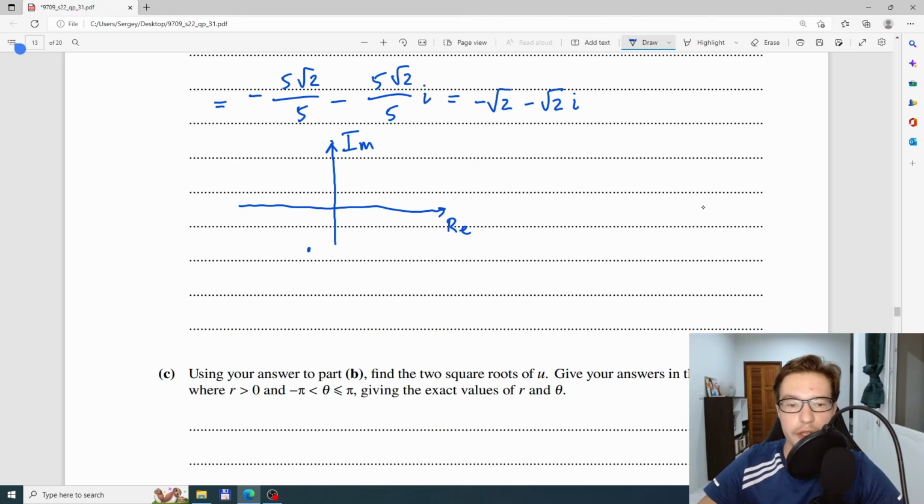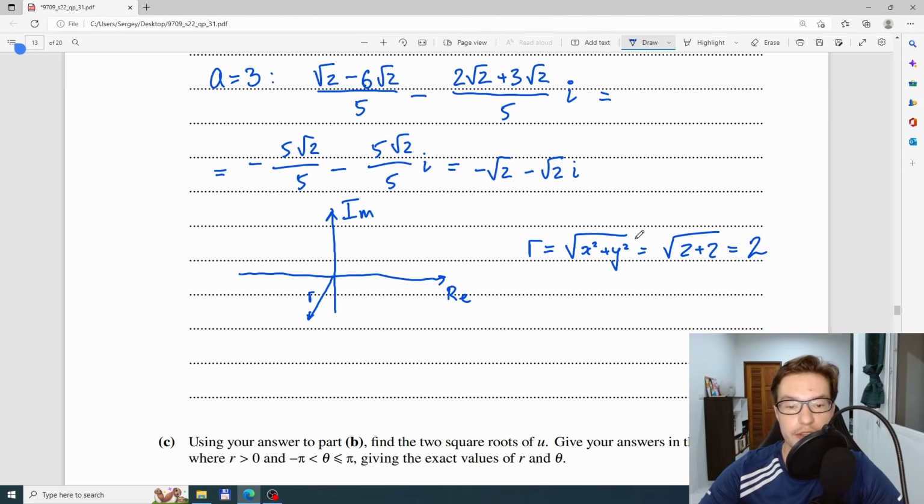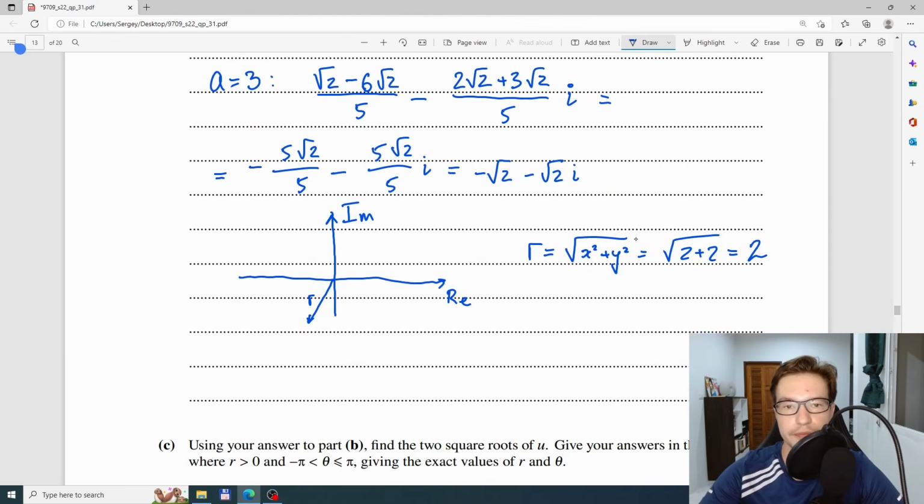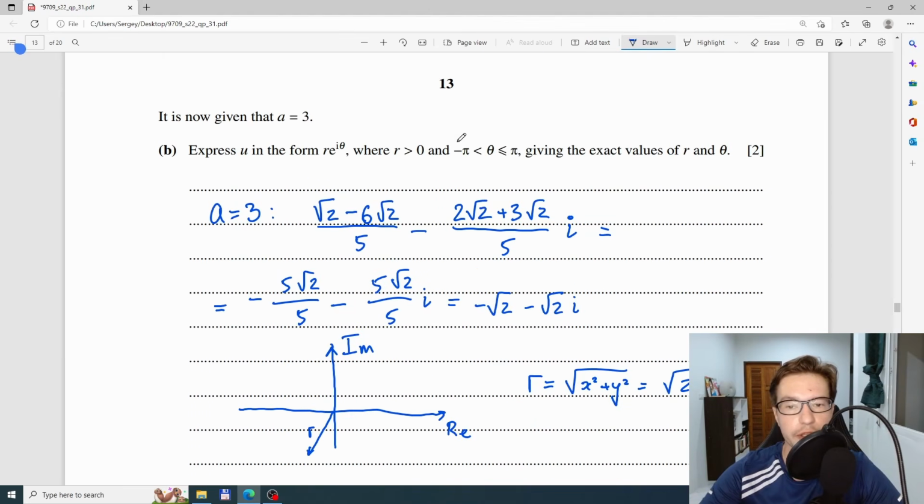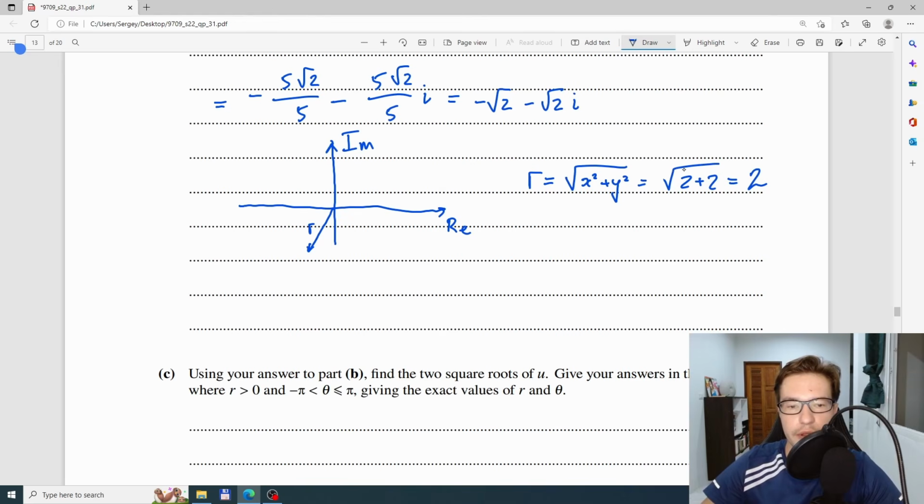So the real part is negative, and the imaginary part is also negative. Now r is going to be the length of this vector, and we can find it by using the formula square root of x squared plus y squared. Root 2 squared is going to be 2. And all in all, we get 2. Now, what about theta? Theta is going to be the angle the vector makes with the real axis. Now, our angle should be between minus pi and pi, so that way.